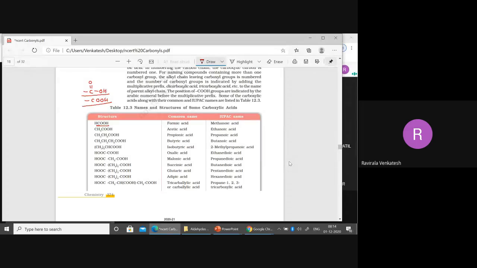Now, if you have only one carbon in this carboxylic acid, it is meth plus ane plus oic acid, methanoic acid. Now how many carbons do you have? Wait, I have two carbons. So what do you have to call it? Eth, ane, oic acid, ethanoic acid.